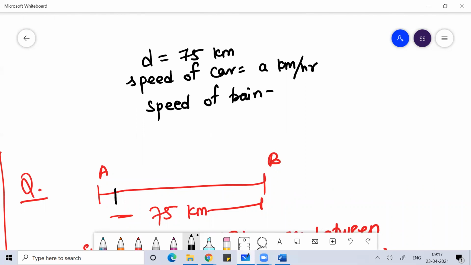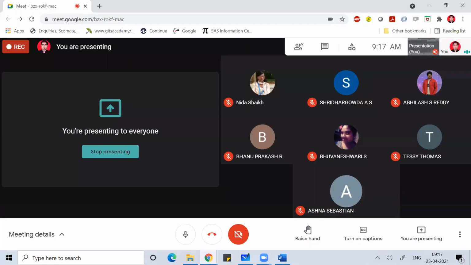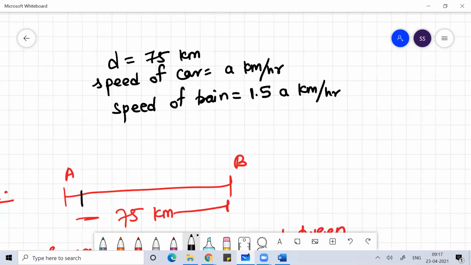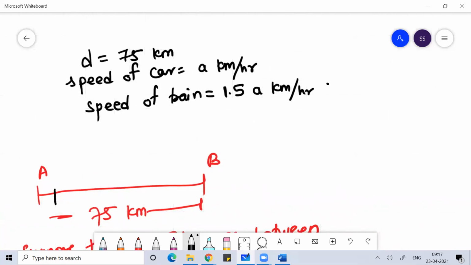Then the speed of train: it is given that the train speed is 50% more than the speed of car. I think everyone can understand this. The speed of car was given as A, so the train speed is 50% more than A. So the speed of train would be 1.5 A, or you can say the speed of train is equal to 1.5 A, or 3/2 A kilometer per hour.